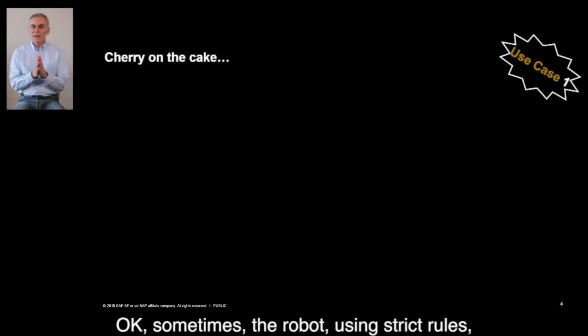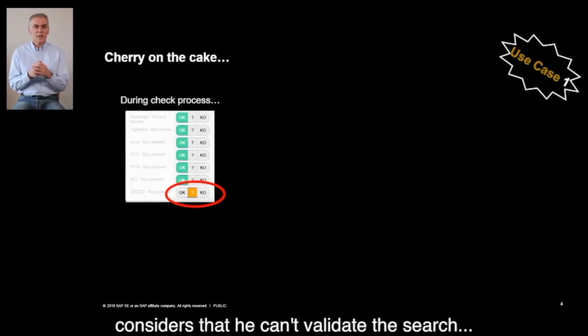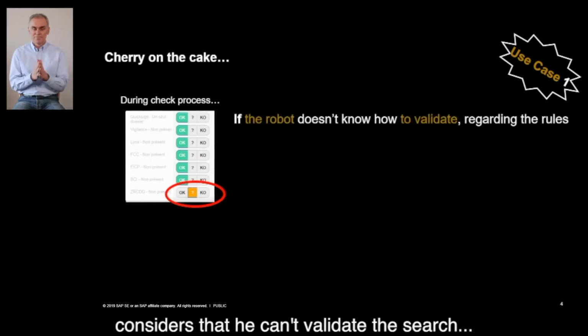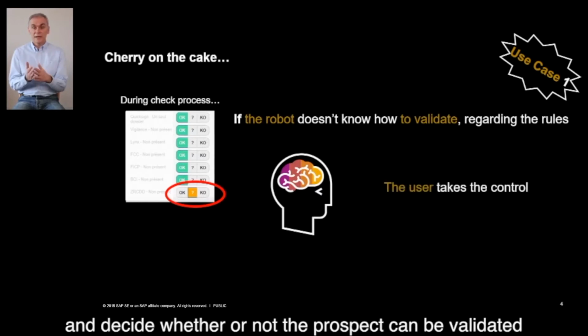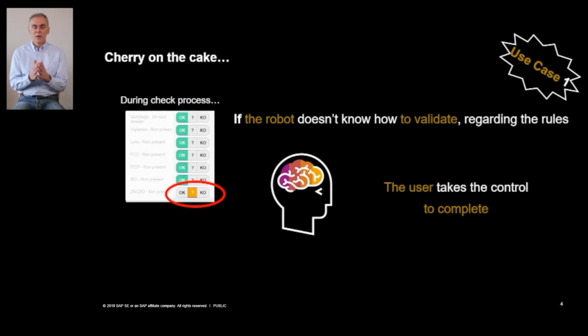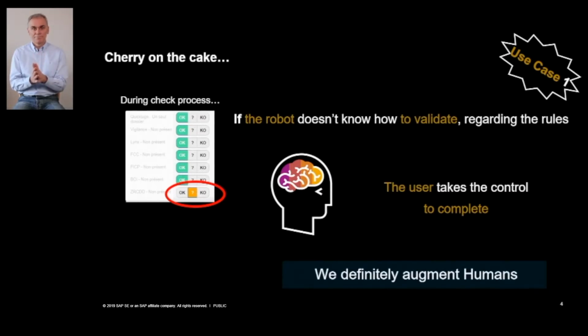Okay, sometimes the robot, using strict rules, considers that it can't validate the search. In that case, the user takes control and decides whether or not the prospect can be validated. Really, we can say that the robot augments humans.